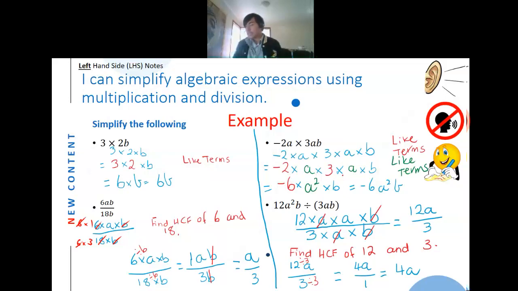Then we're going to group the letters together. So we have a times a. Well, a times a is a squared. And then b is by itself. So our final answer is negative 6 a squared b.